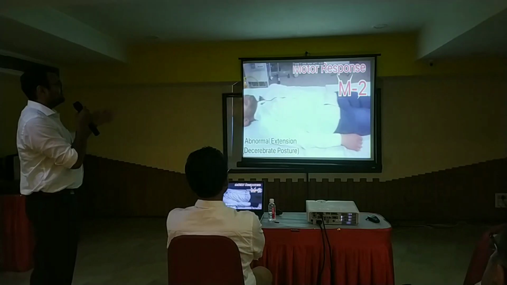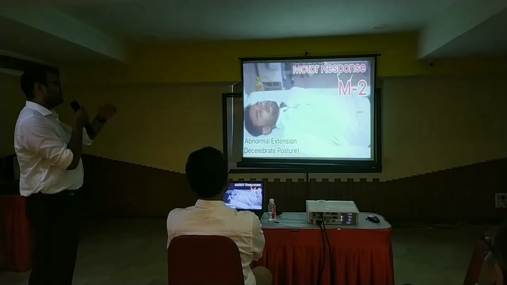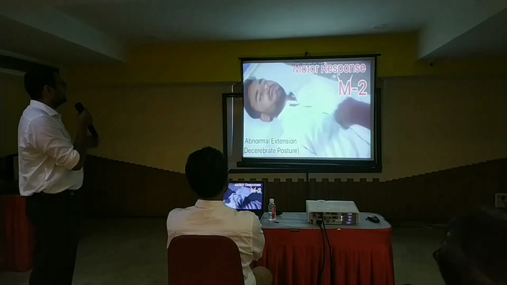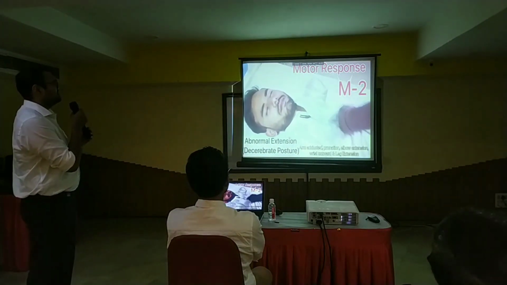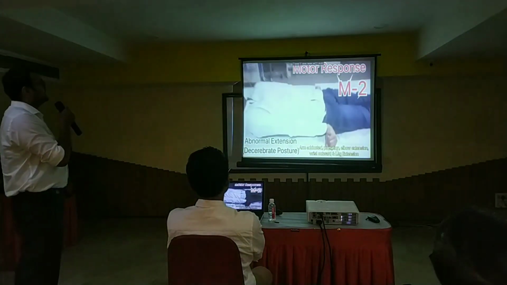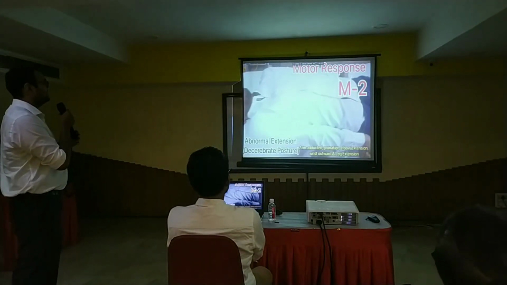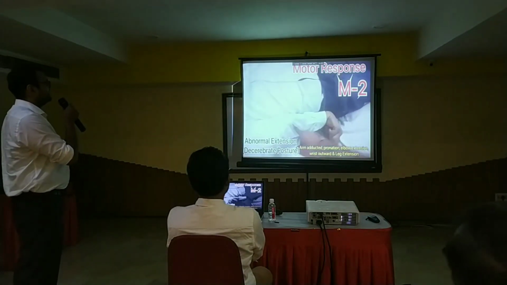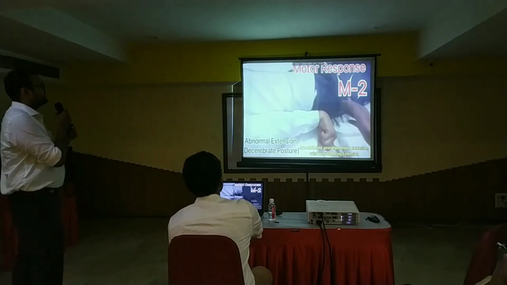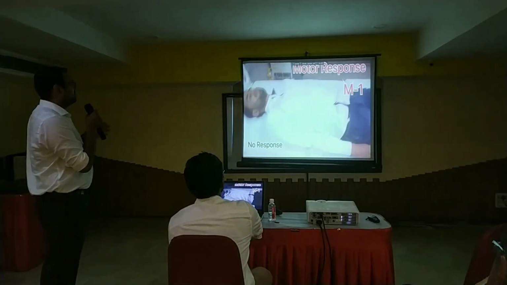This is M2 response, in which both upper limbs and lower limbs will be in extension position. It is also called as the decerebrate posture. You can see here both upper limbs and lower limbs are in the extended position. This is M2 response. In M1, there will be no motor response.